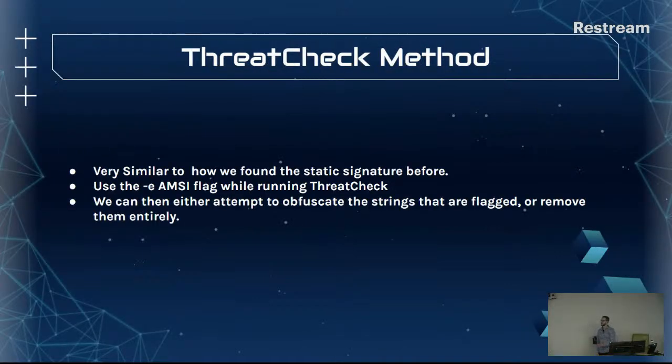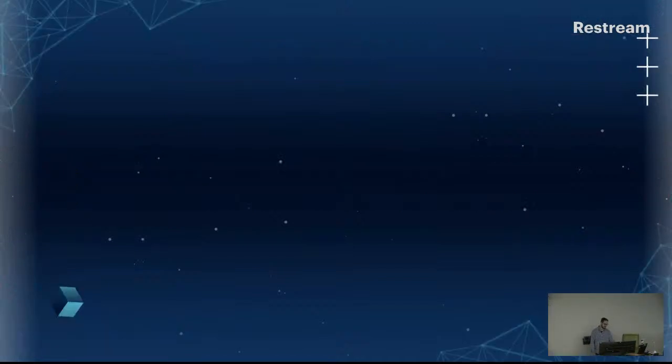So the ThreatCheck method, like I said, we're going to be using the -e AMSI flag while we're running ThreatCheck. And then kind of have two different options. You can either obfuscate whatever ThreatCheck finds, or you can go ahead and just remove the functions, which is what I did because I was only trying to use the find path DLL hijack function. So that's the only one I actually cared about.